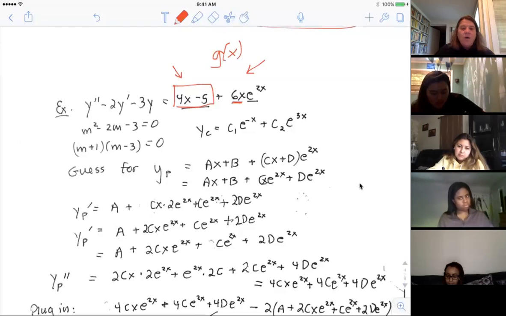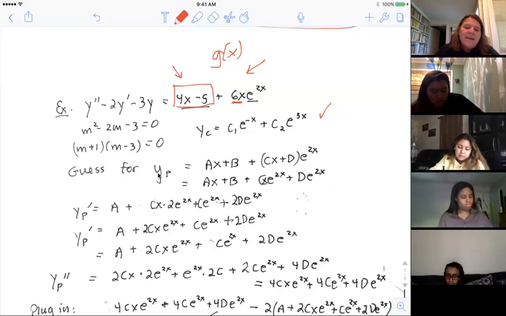First step, as always, solve for YC. My characteristic equation is m squared minus 2m minus 3. When I factored it, I got this. Here's my solution right here. So that's my YC. Always your first step.